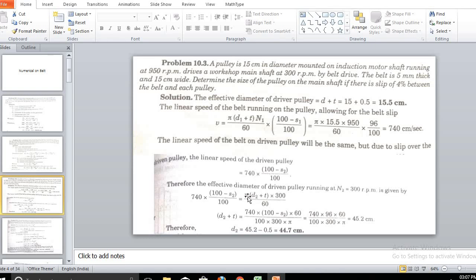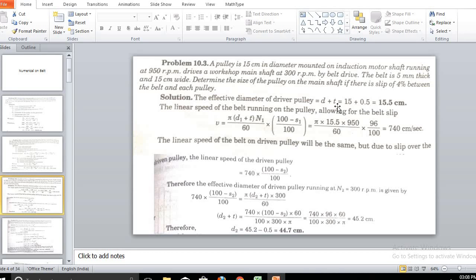This speed is equal to pi d2 plus t. This speed is equal to pi d n by 60. So pi d, where d here is d2, n is n2, and 60. As thickness is given, d2 changes to d2 plus t. So pi (d2 plus t) into 300 divided by 60. After simplification of this, the s2 value is again 4.